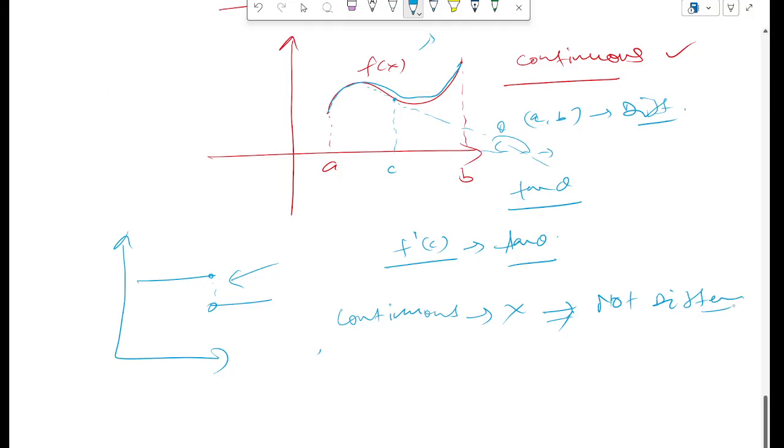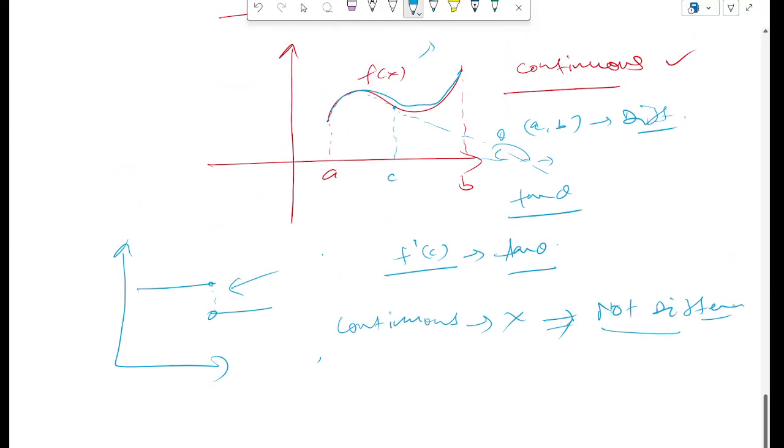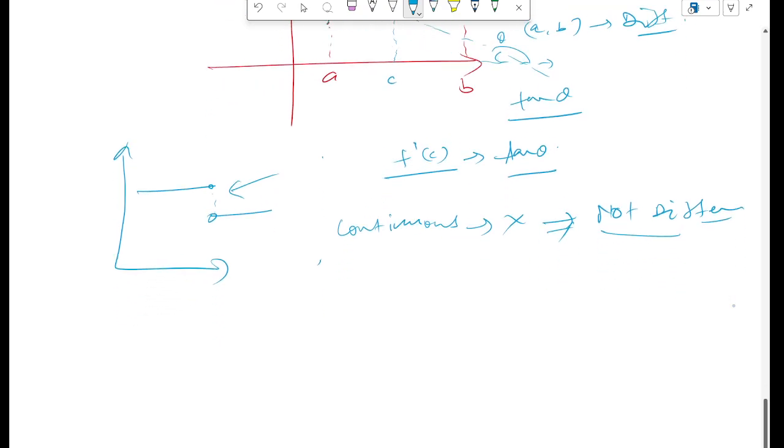Okay. So this is a very, you can say, byproduct of continuity. If a graph is not continuous, then it won't be differentiable. And how can we intuitively understand this? If the graph is not continuous, then there will be some missing point or some breakage or jump discontinuity. Then it won't be smooth at that point. So no smoothness means it won't be differentiable.